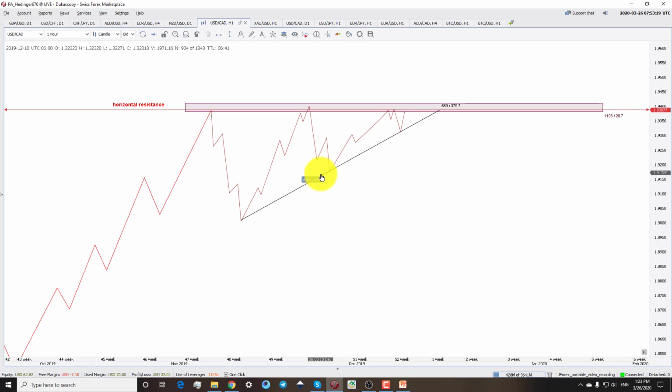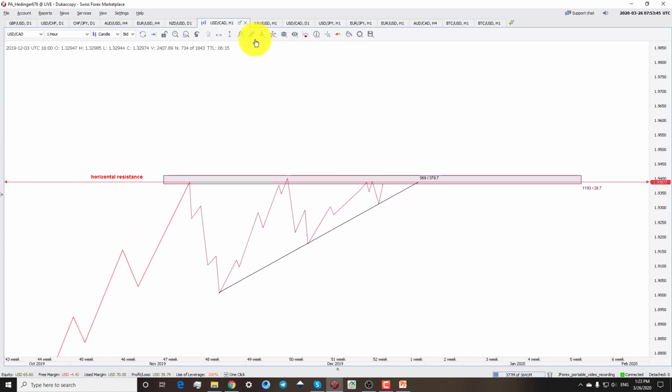Now this is showing us that the demand is increasing. The demand is increasing with time. Now this is the time axis and this is the price axis. So with time the level of demand is increasing, and eventually a time will come when it will overpower the supply.